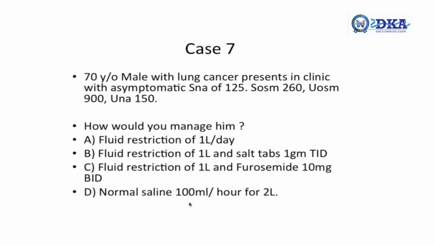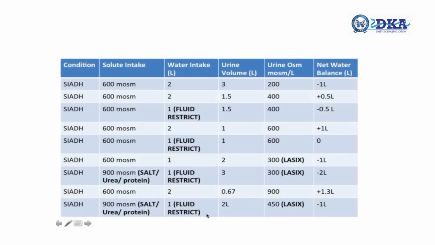But here, look at it. The value of urine osmolality is about 900 and the serum osmolality is about 260. So here, will mere fluid restriction help? That is the question. To illustrate this point, I'm giving you a simple explanation. Kindly bear with me. This is very important for us to understand.